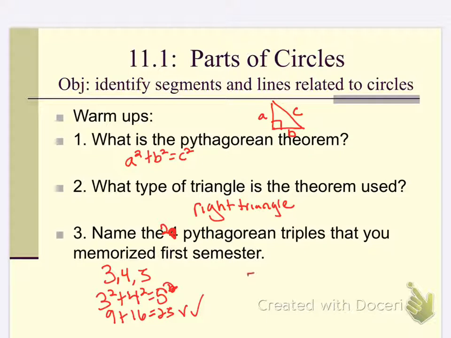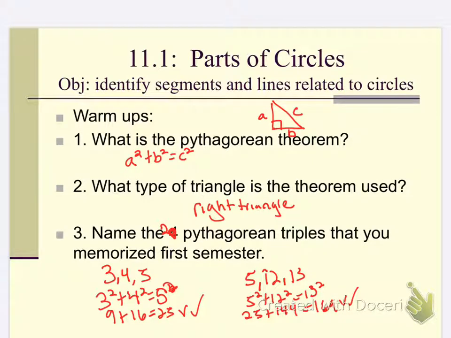And the other one we see is 5, 12, 13. So we have 5 squared plus 12 squared equals 13 squared. Let's make sure that's true. 25 plus 144 equals 169. And that is true as well.